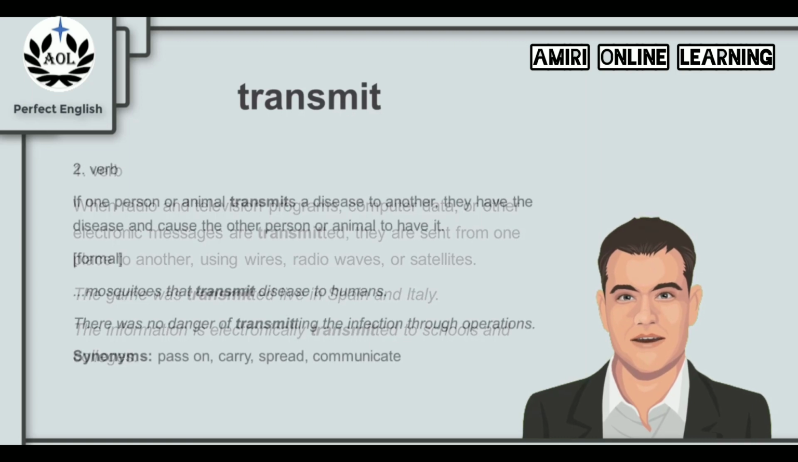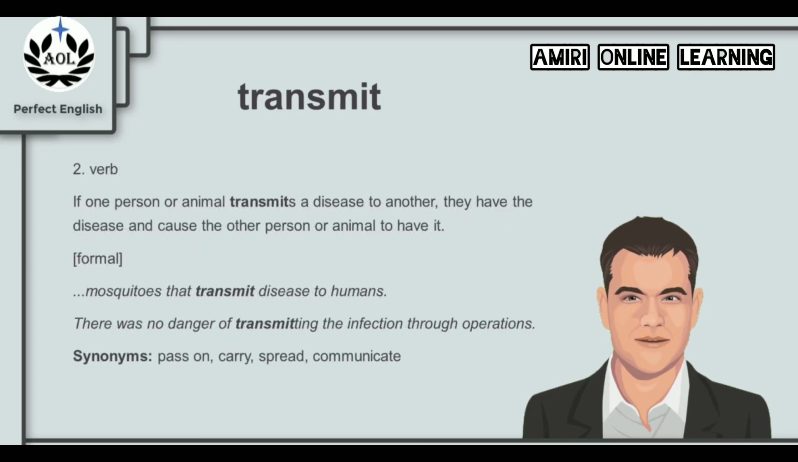Transmit can be used in a different context as well. If one person or animal transmits a disease to another, they have the disease and cause the other person or animal to have it. For example, mosquitoes that transmit disease to humans. Or there was no danger of transmitting the infection through operations. And synonyms for transmit are the words pass on, carry, spread, and communicate.